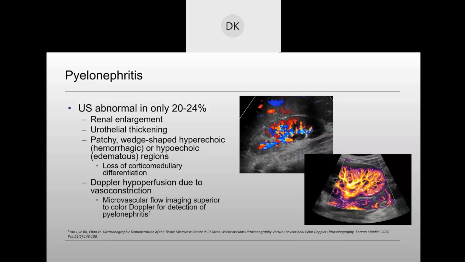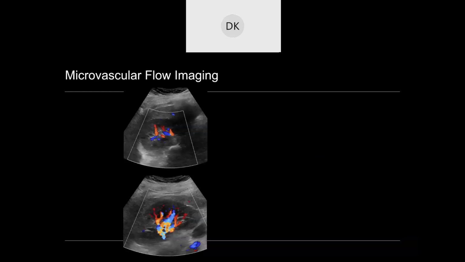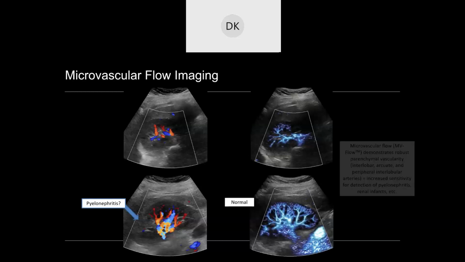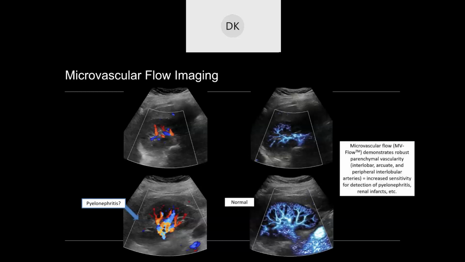So let me show you some examples of that. So here's a patient. You can see the right kidney here with color Doppler imaging. You might wonder, is this an area of pyelonephritis? We have this ill-defined echogenic wedge-shaped area in the upper pole, and it seems like it might be hypoperfused. But when we add microvascular flow, the MV flow, you can see that that area is normal. It totally fills in with the vascular flow, so there's no evidence of pyelonephritis there. So it gives you a much better look at that parenchymal vascularity.